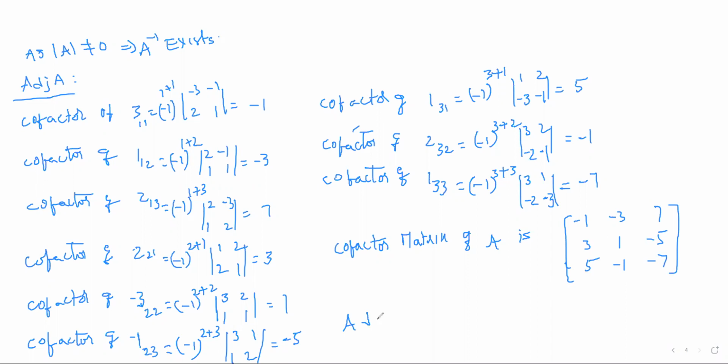adjoint A is equal to, direct రాసేస్తున్నాను, minus 1, that is the transpose of this matrix. First row as first column: minus 1, minus 3, 7. Second row as second column: 3, 1, minus 5. Third row as third column: 5, minus 1, minus 7. Okay, this is the adjoint here.